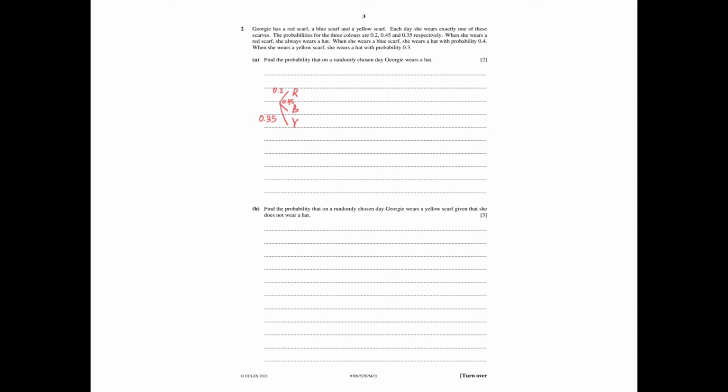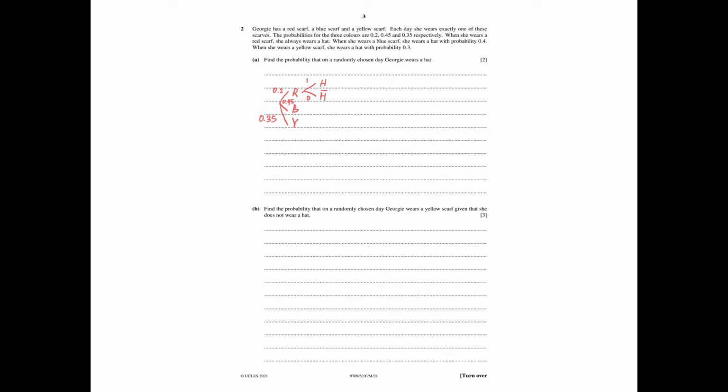Now let's continue the question here. When she wears a red scarf, she always wears a hat. So which means we continue our tree diagram from the red here. We have hat and no hat. As they said, always wears a hat. That means the probability for hat is 1 and the probability for no hat is 0.